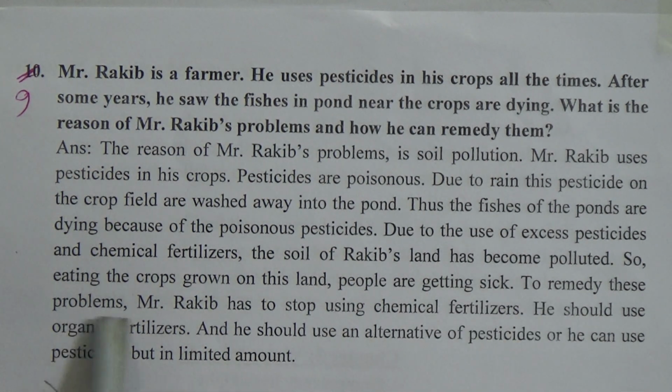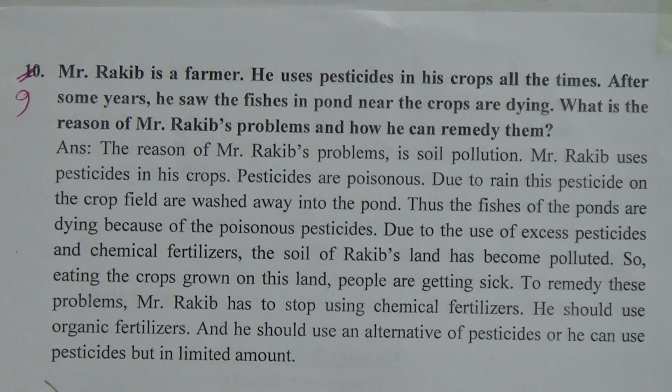To remedy these problems, Mr. Rakib has to stop using chemical fertilizers. He should use organic fertilizers. And he should use an alternative of pesticides, or he can use pesticides but in limited amount.